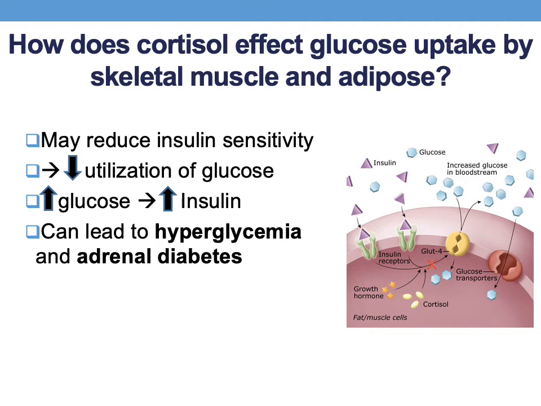If you have increased glucose circulating, it's going to increase insulin, because the pancreas is going to pick up on all that excess or high level of glucose, and it's going to have a reaction by producing and secreting insulin. Well, this can lead to hyperglycemia and adrenal diabetes, very similar to how excess growth hormone led to anterior pituitary diabetes.